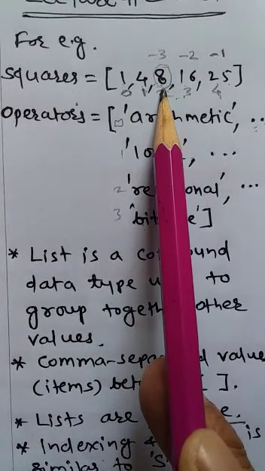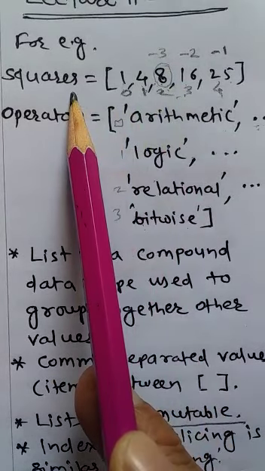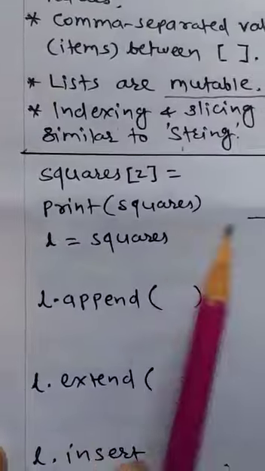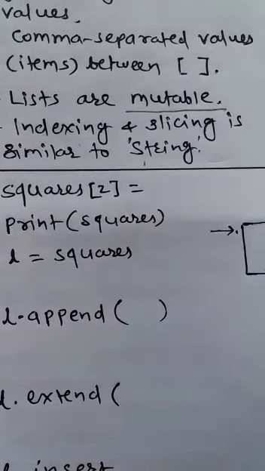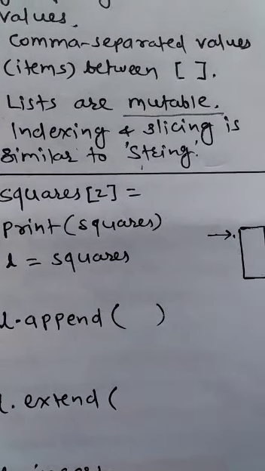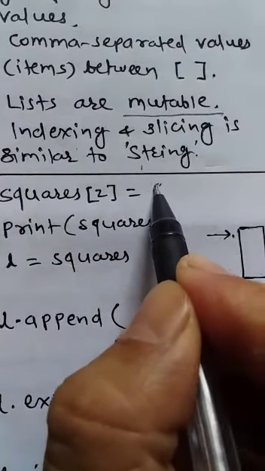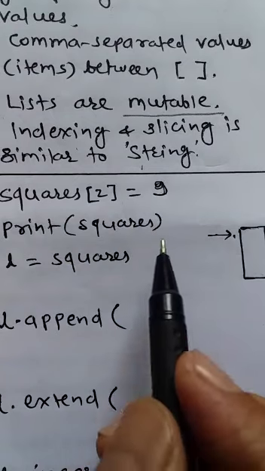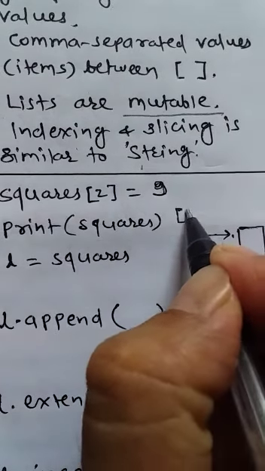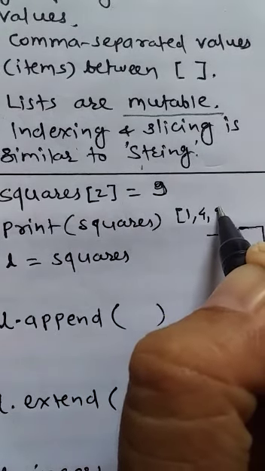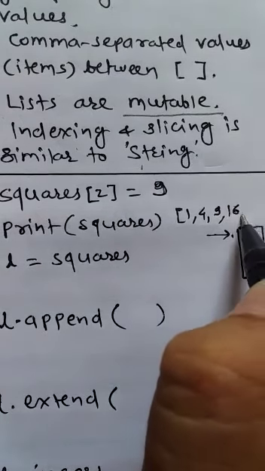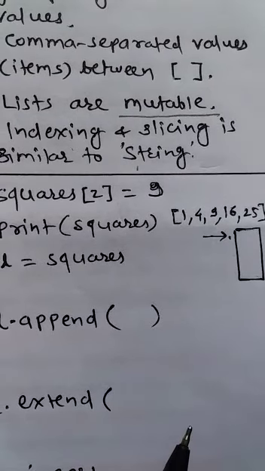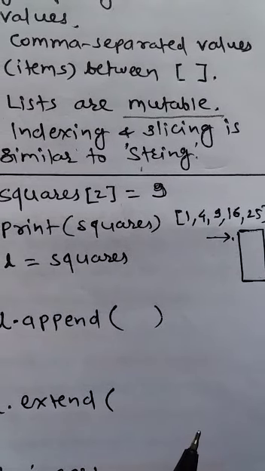Now to change this, what do we have to do? The reference of that list is squares and the index is 2. So I write squares[2] is equal to 9, since I would like to replace that value with 9. If I print now, what will I get? I will get the list as 1, 4, and instead of 8, 9 replaces it, then 16 and 25. In this way, we can say lists are mutable. We can change the elements of the list.